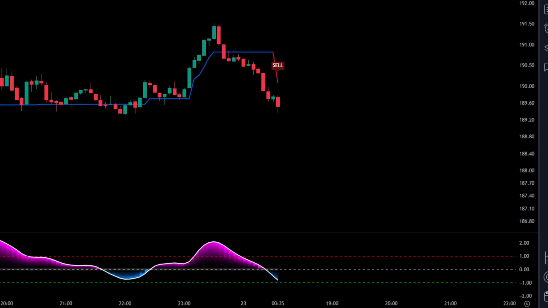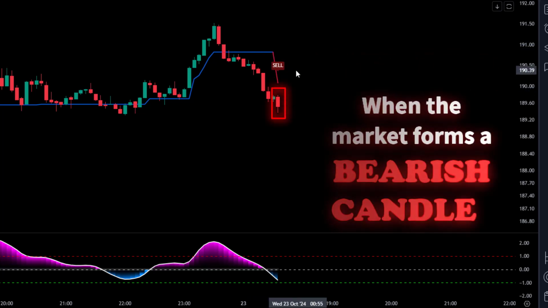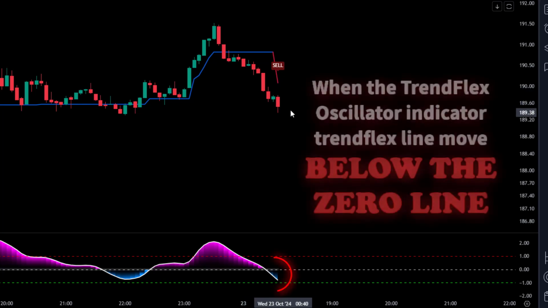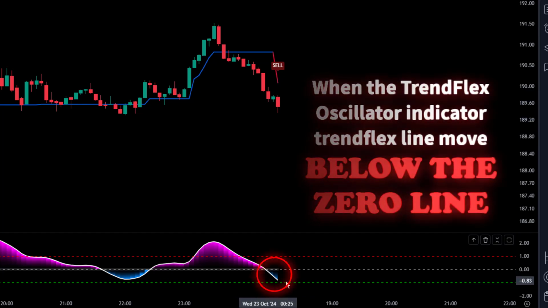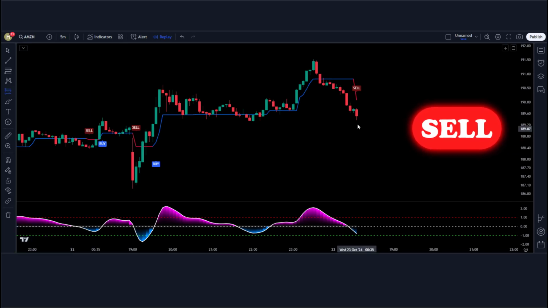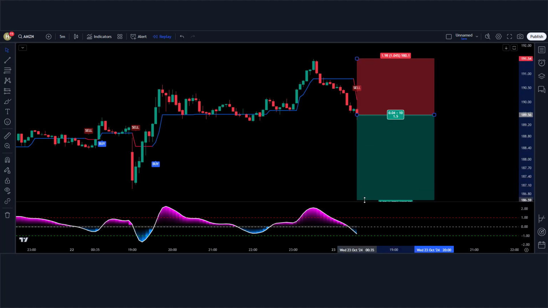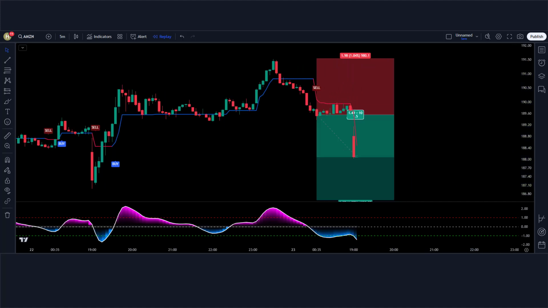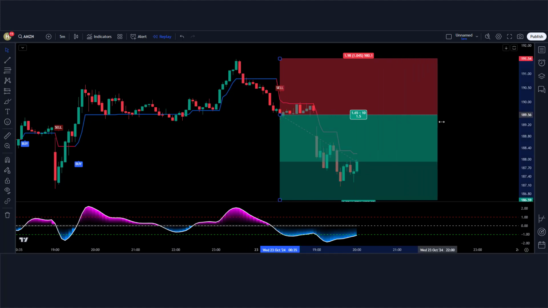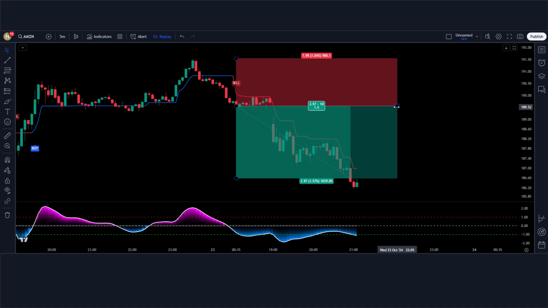Now, let's understand the concept where we will take buy and sell trades based on conditions. When the Follow Line indicator gives us a sell signal, when the market has formed a bearish candle, and when the TrendFlex line of the TrendFlex Oscillator moves below the zero line, if these conditions are fulfilled, then we will place a sell order. Our stop loss will be placed at the current market's higher level, and the risk to reward ratio will be 1:1.5. The market has completely hit the target.